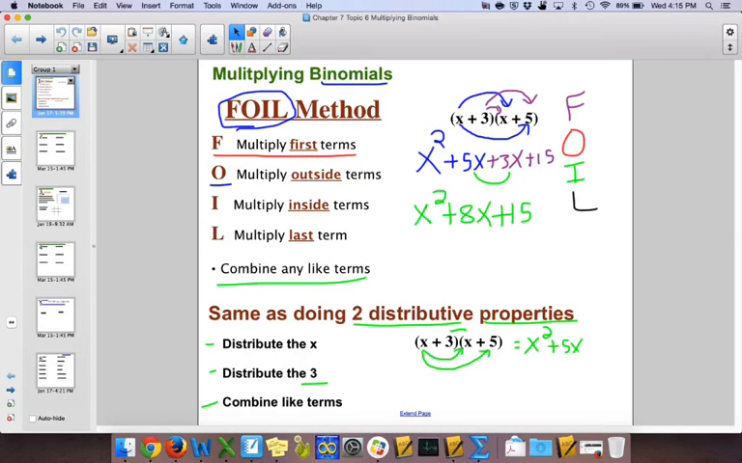Well, that's like doing the inner and the last. So now we're left with x squared plus 5x plus 3x, that's 3 times x, plus 15. Oh look, we get the same thing. We combine the two terms: x squared plus 8x plus 15. So you can think of it as double distribution, or you can think of it as FOIL.